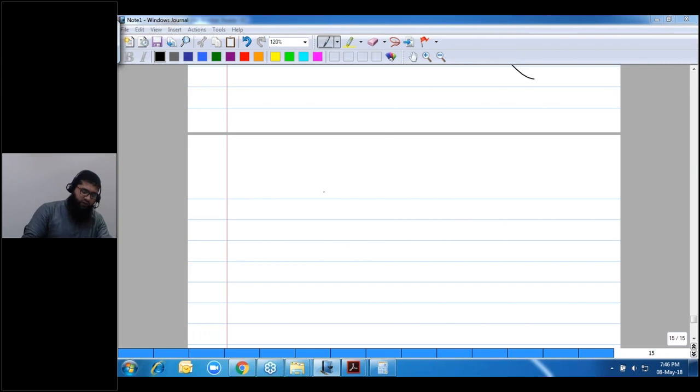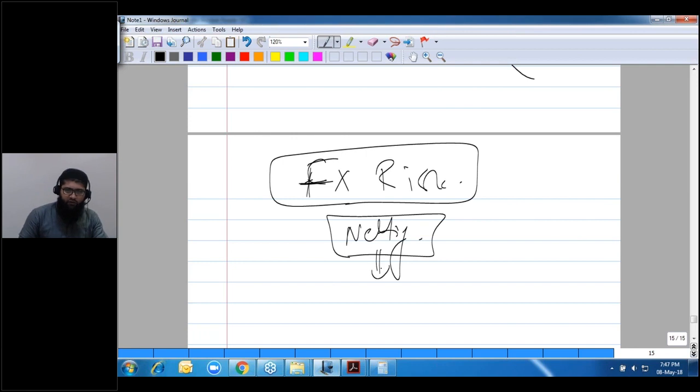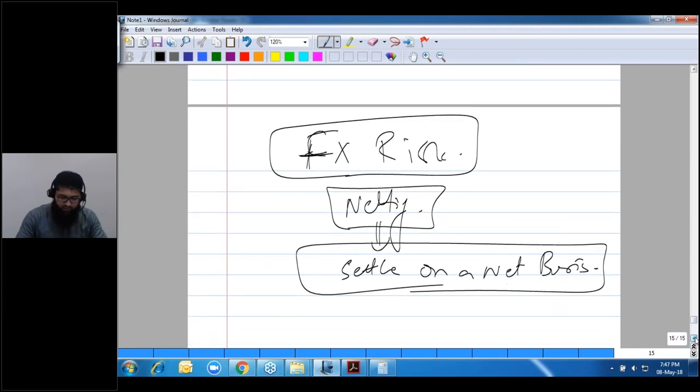So when we talk about foreign exchange risk, we adopt various strategies and approaches in order to reduce this risk. Amongst the various approaches, we have an approach called netting. Now, what exactly is netting? Netting is another name for the word contra. Netting means to settle on a net basis.